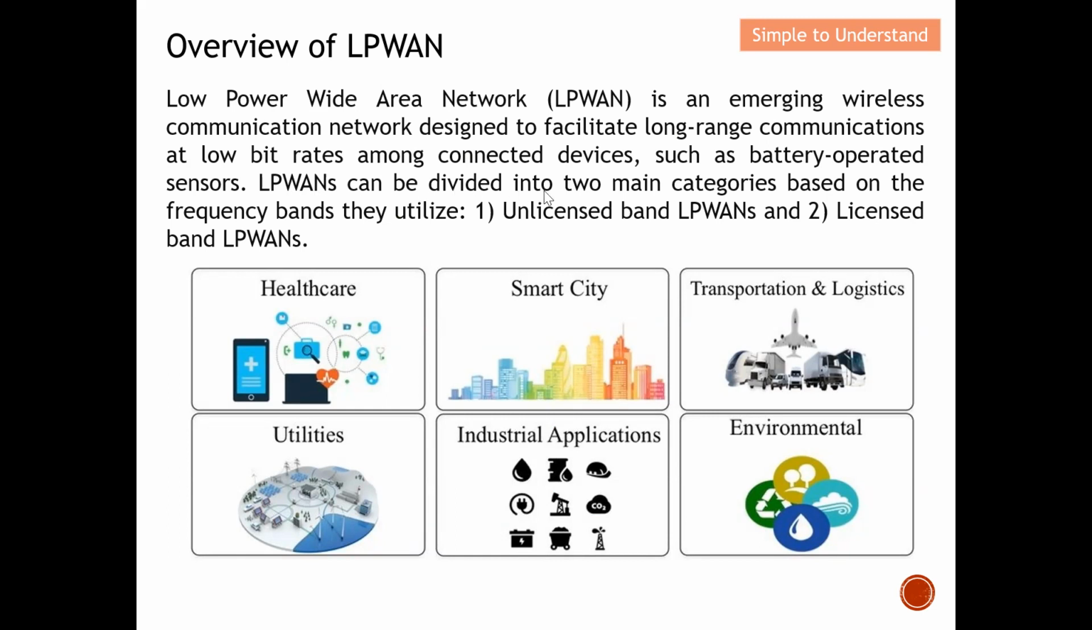LPWAN can be divided into two main categories. The first one is unlicensed band LPWAN, and the other one is licensed band LPWAN. Whether they are unlicensed or licensed is based on the frequency they use in order to establish communication. In short, from the frequency they use, we are able to classify whether they are unlicensed band or licensed band, which we are going to take a close look at in this video.